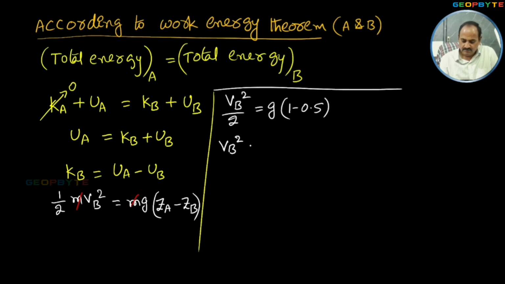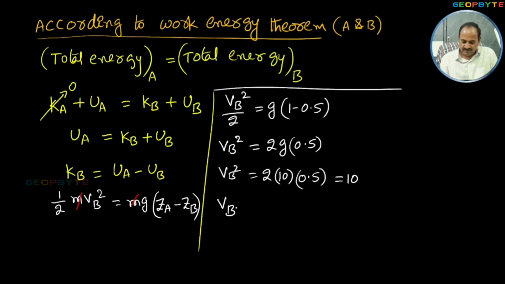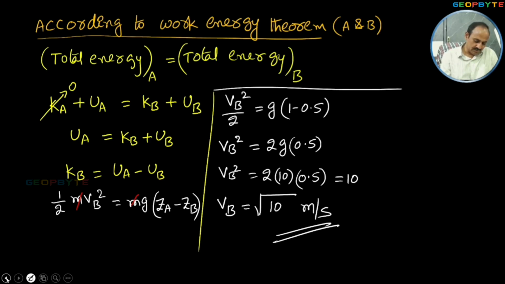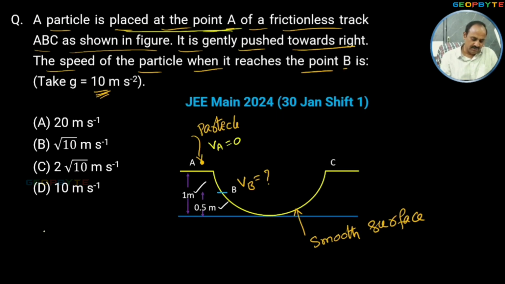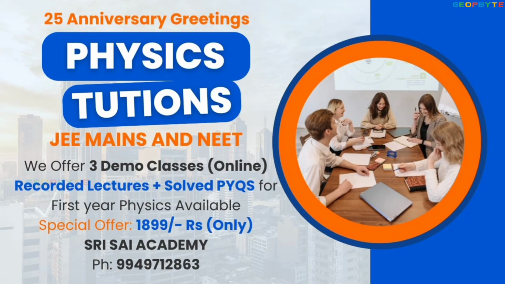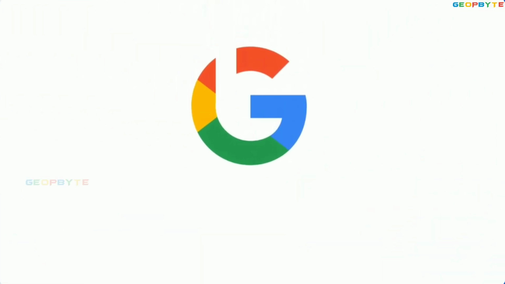vb square is equal to 2 into g into 0.5, which is 2 into 10 into 0.5. It is equal to 10 only. Therefore, the velocity of the particle by the time it reaches B is root 10 meter per second. That is the answer. Is the option available? Yes, root 10. Look at option B. Option B is absolutely correct.